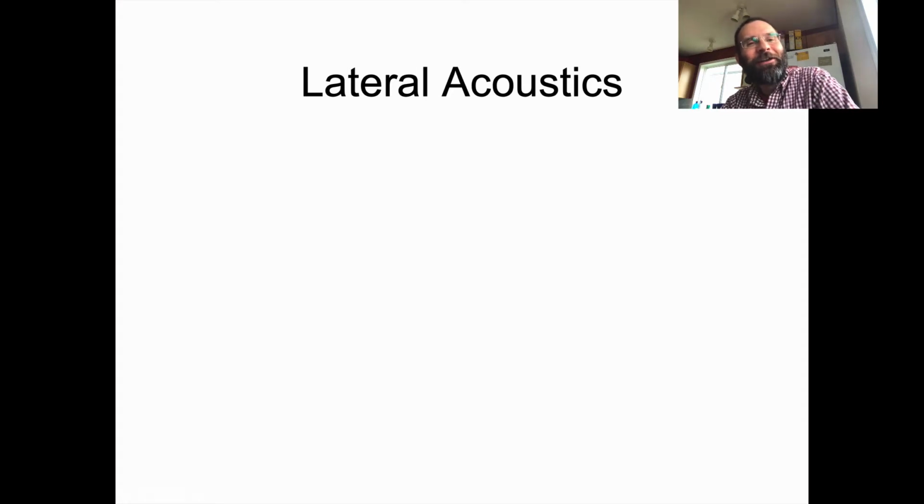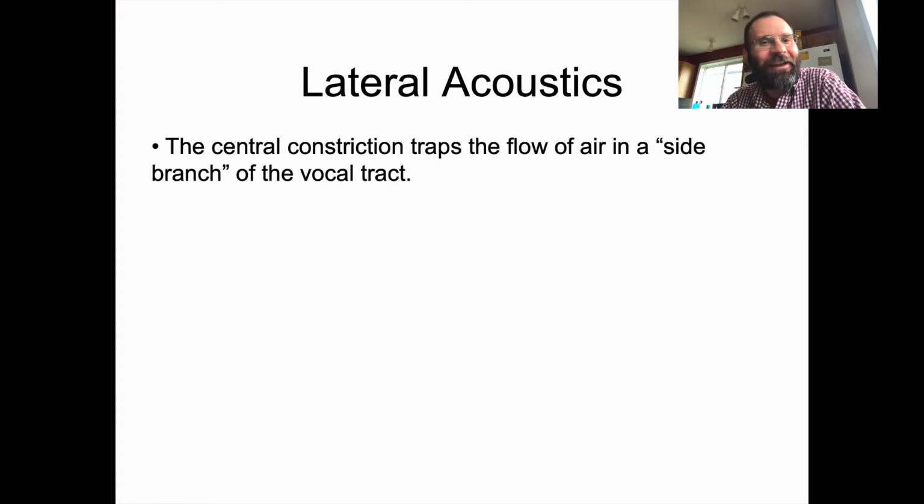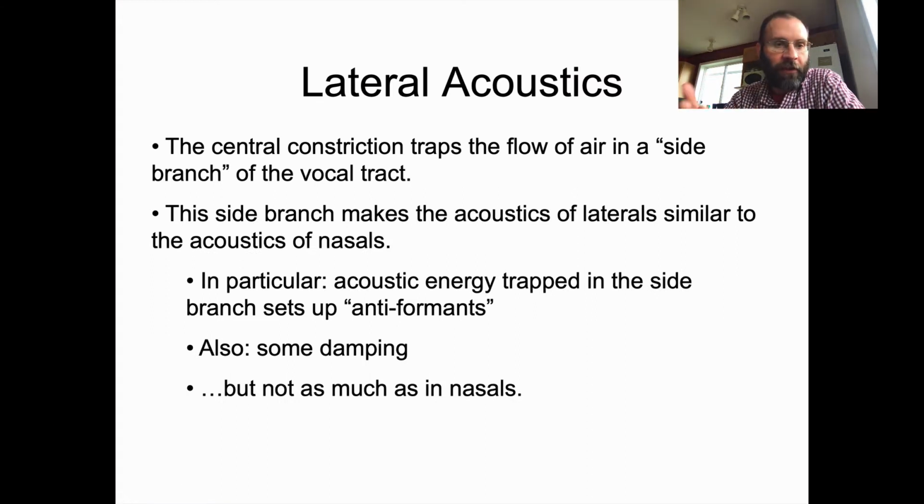Okay, so with no further weird digressions like that, we can talk about lateral acoustics. When you have a lateral in the canonical sense, where you're making a closure down the middle of the mouth and letting airflow out the sides, that central constriction is going to trap the flow of air in the same way as the side branch of your mouth traps the flow of air when you're producing a nasal, where air can flow through your nose but then get stuck in the mouth. Similar things happen with laterals, where air can flow out the sides, but it gets stuck right behind your tongue in the middle of your mouth. And when that happens, you get antiformants in the same way as you get antiformants for nasals.